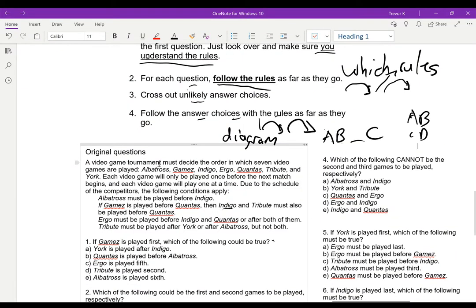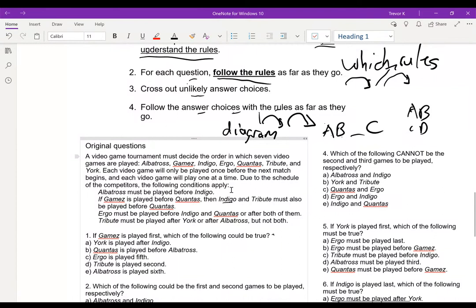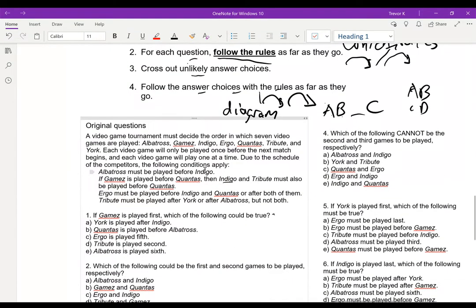A video game tournament must decide the order in which 7 video games are played: Albatross, Games, Indigo, Ergo, Qantas, Tribute, York. I'm sure you've noticed each of these has a different starting letter. Always does that on the LSAT. Each video game will be played only once before the next match begins, and each video game will be played one time. Due to the schedule of the competitors, the following conditions apply. Albatross must be played before Indigo. If Games is played before Qantas, then Indigo and Tribute must also be played before Qantas. Ergo must be played before Indigo and Qantas or after both of them. Tribute must be played after York or after Albatross, but not both.